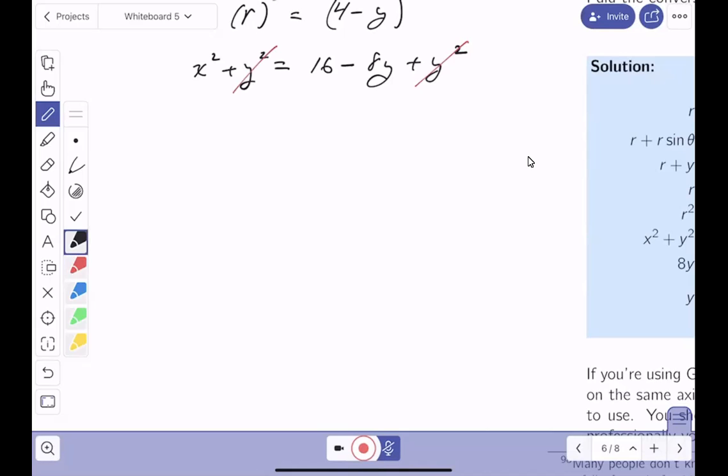All right, let me go through this one step at a time. 8y is equal to 16 minus x squared. And I'm going to divide both sides by 8 now. And what do you get? y is equal to (16 minus x squared) over 8.